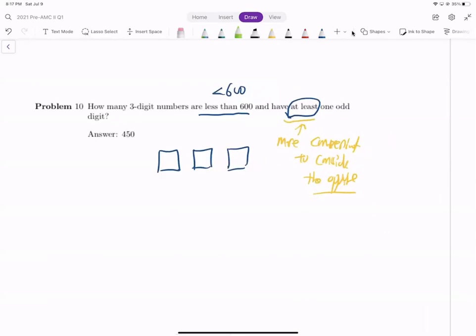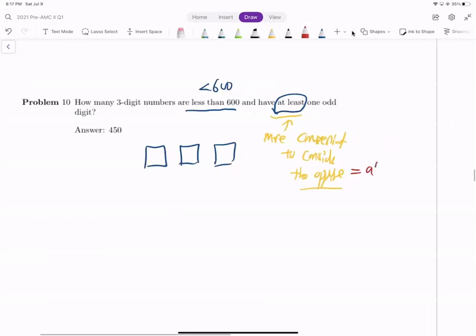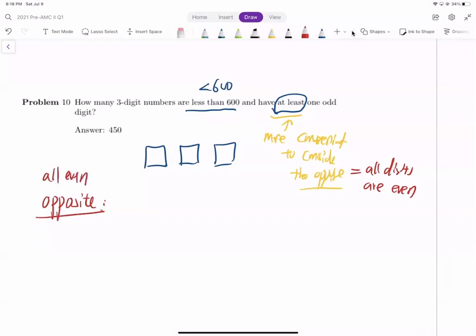The opposite will be all digits are even, right? All digits are even. Okay, let's count the opposite. The opposite is all even, which is much more convenient. Then for this digit, you have 5 choices because they are all even. So 0, 2, 4, 6, 8, right? And for the second one, also 5 choices, right?